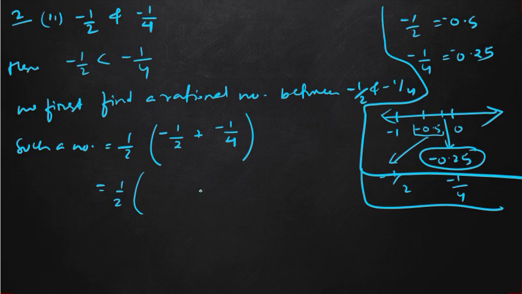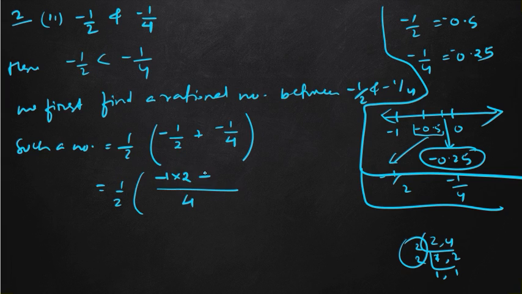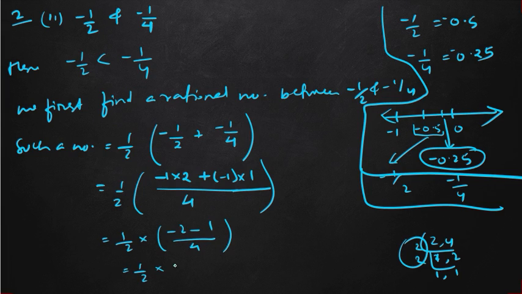So what will be the LCM of 2 and 4? LCM of 2 and 4 will be 4. So minus 1 into the denominator 2, 2 twos are 4, plus minus 1 into the denominator 4, 4 ones are 4. So this will be half into minus 2 plus minus 1, that is 1 by 2 into minus 2 minus 1.